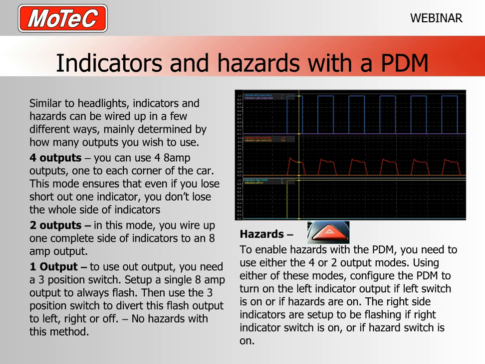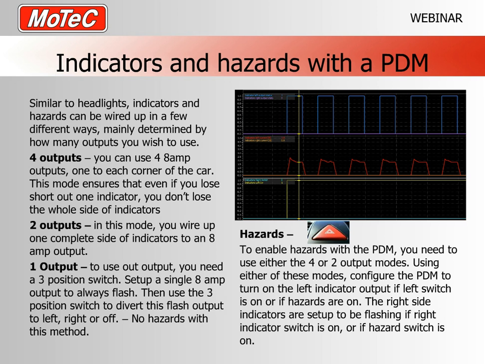Again, if you use 2 outputs, you can wire up both right-hand side indicators to an output and both left-hand side indicators to an output. And again, this will reduce your output requirements, but also reduce the amount of monitoring capability you have.